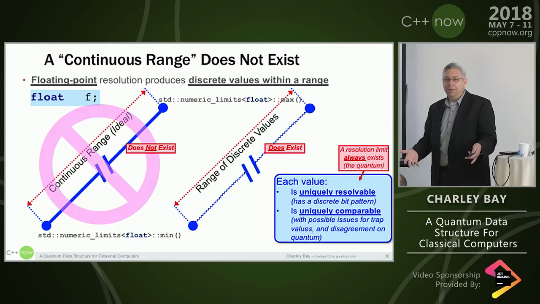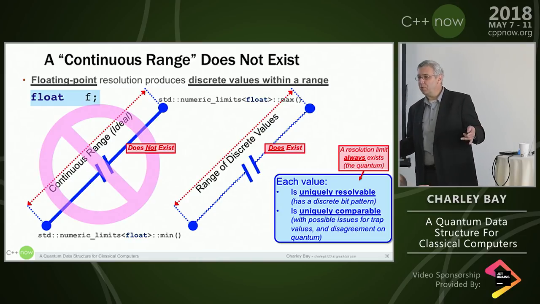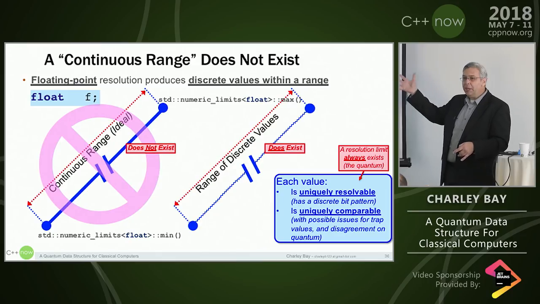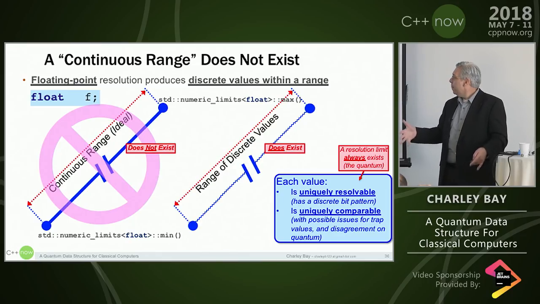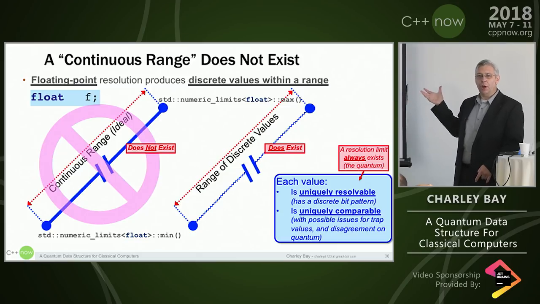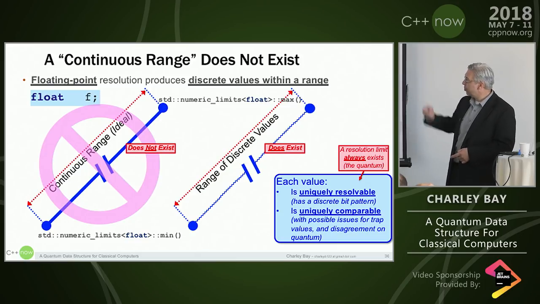Now we've got some 8 million trap values for weird things in floats. So you might have to do some rules around funny illegal bit patterns, but it is discrete, it's resolvable. We can measure the resolution at which a float can approximate what we need. It is a stair step.